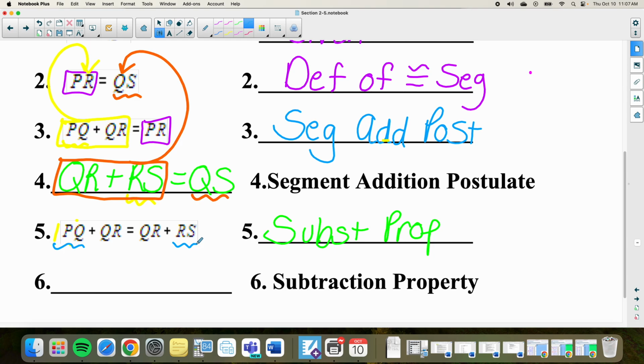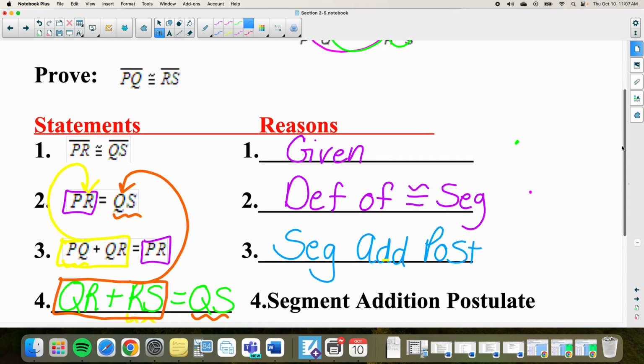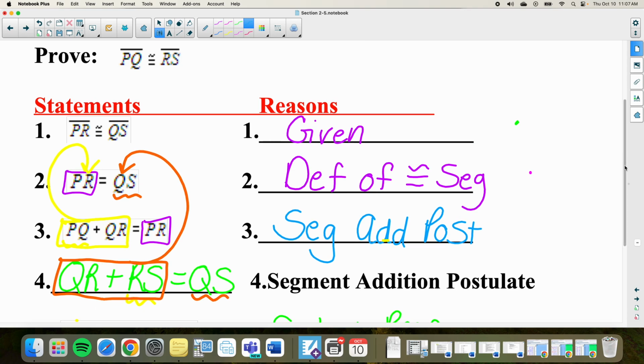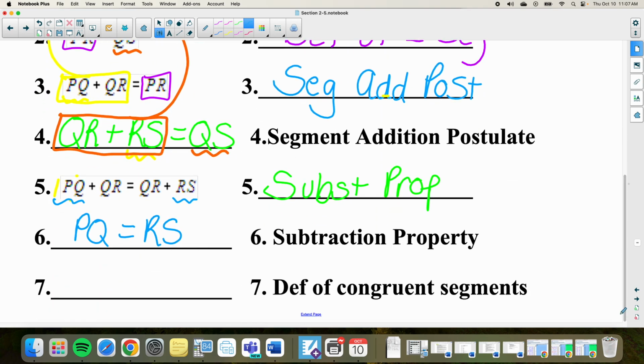QR on both sides. You can subtract that away and say then that PQ equals RS. And if you look up above, now we have exactly what we want. The only difference is we need the bars and the squiggly on it. So if I come back down here, I'm gonna say segment PQ is congruent to segment RS, and that is by definition of congruent segments.